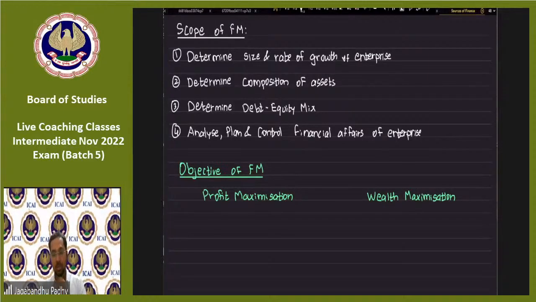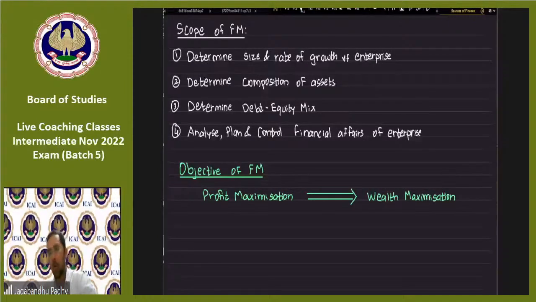But slowly and steadily, there has been a transition in the thought process of the finance manager. Nowadays, it's not about profit maximization. It is definitely one of the objectives. But now the focus of all the finance managers across the organization has been to usher in a method or a calculation by which wealth maximization takes place. For that, we need to have a very clear understanding of what we mean by profit maximization and what we mean by wealth maximization.